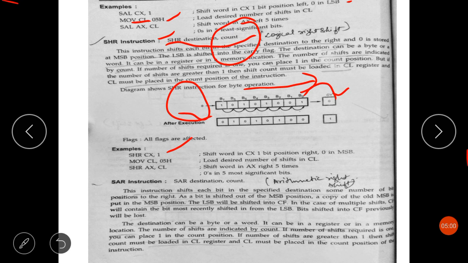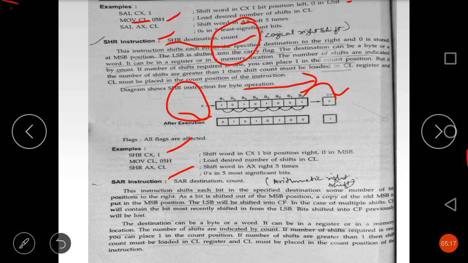Only one time of shifting will occur. And if I need more than one time of shifting, I will mention that count and store that count in the CL register, and I will mention the CL register in place of count. For example, SHR AX, CL.